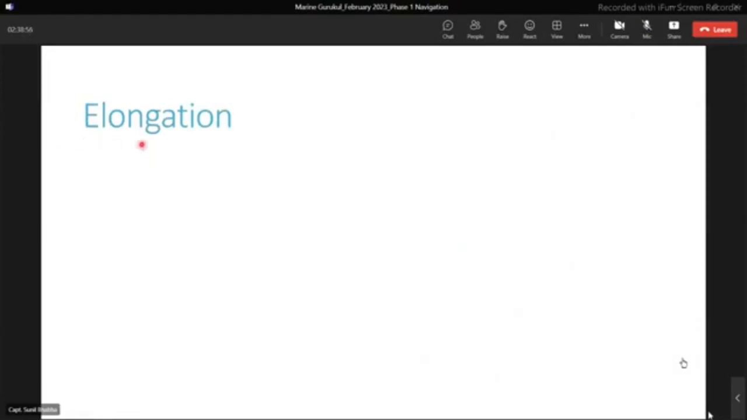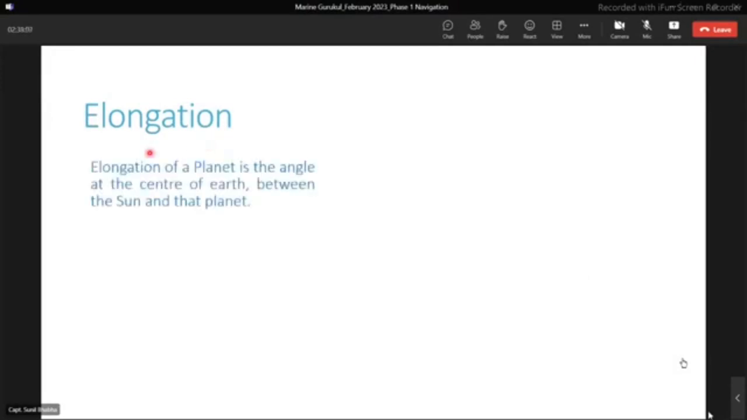Now the next important concept which we have is the concept of elongation. Let's understand what elongation is. Elongation of a planet is the angle at the center of the Earth between the Sun and that particular planet.